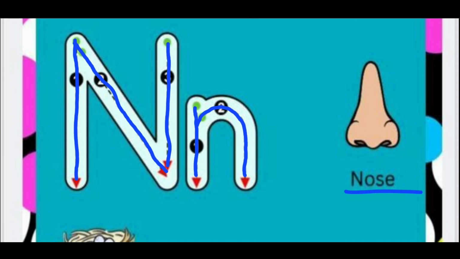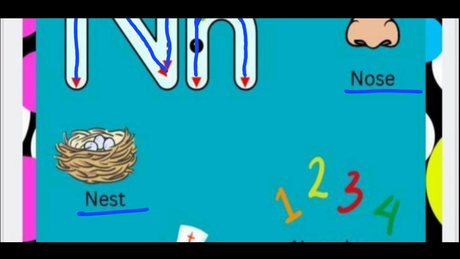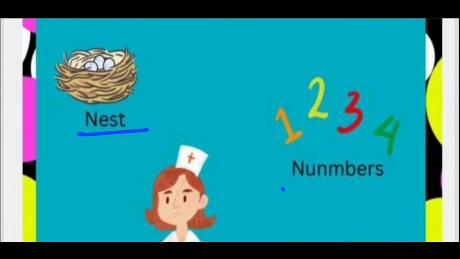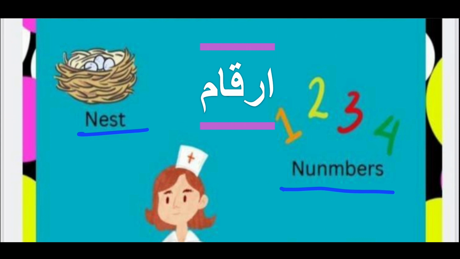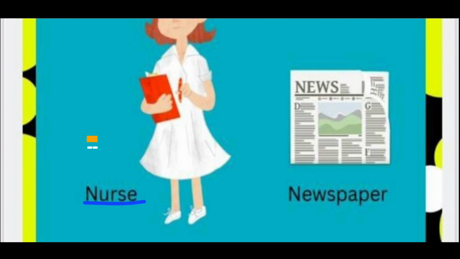Nose. Nose means khashab. Nest. What's nest in Arabic? Aywa. Good. Excellent. Numbers. Numbers means argam. Nurse. Newspaper. Newspaper means jarida.